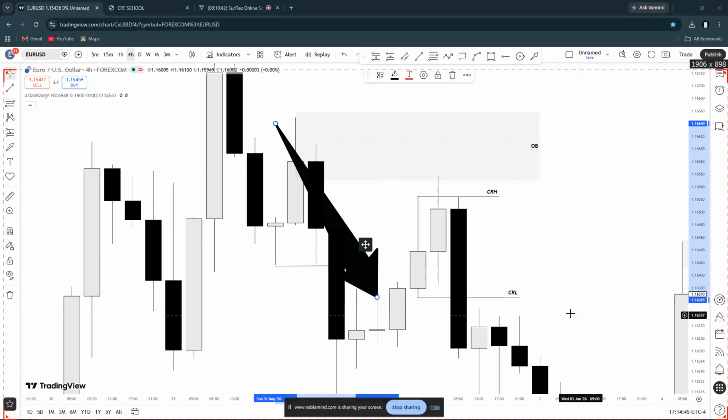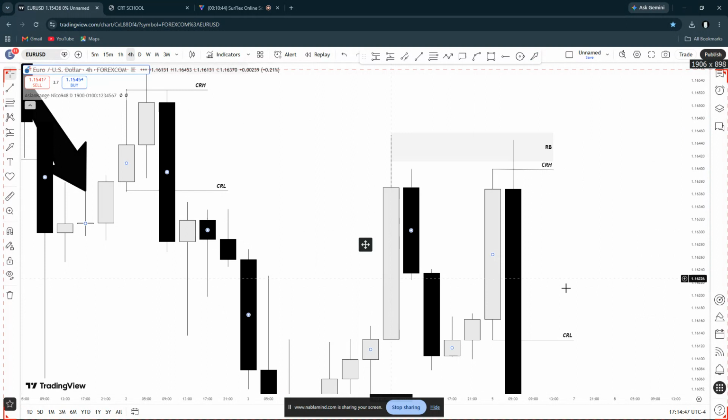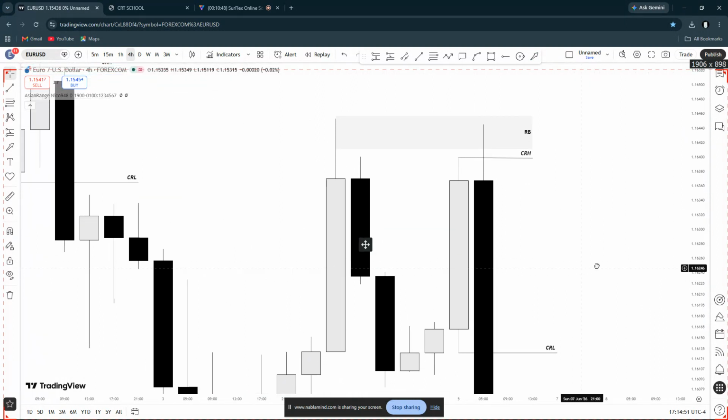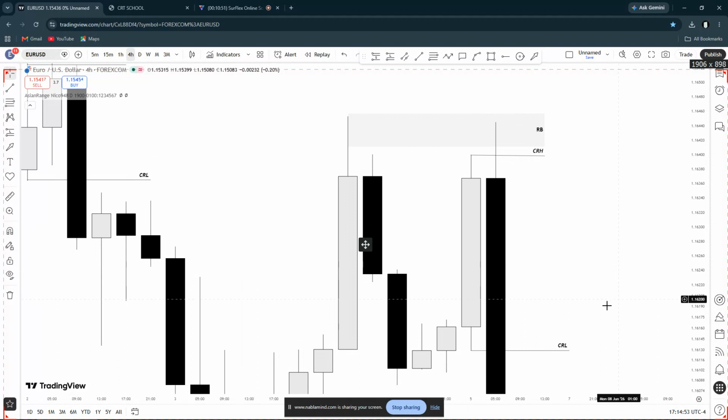So another example is the two classic CRT. Now, the two classic CRT is a CRT that forms sometimes, mostly during high impact news such as NFP, CPI, FOMC, interest rates. So these news make this kind of CRT move fast in a particular direction. This trade, I still remember, was during NFP.